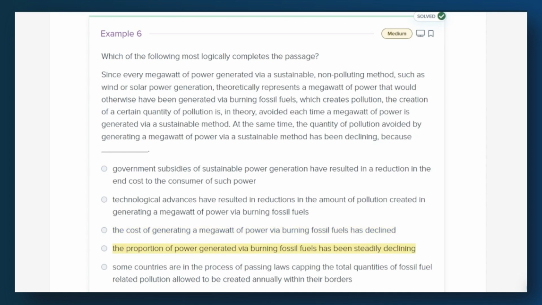D, because the proportion of power generated via burning fossil fuels has been steadily declining. This one is tempting, but as we've already established, we're looking at a megawatt to megawatt comparison. Think of it like this. We're examining a micro scale mystery, and this is a macro scale solution. We need to keep it macro.